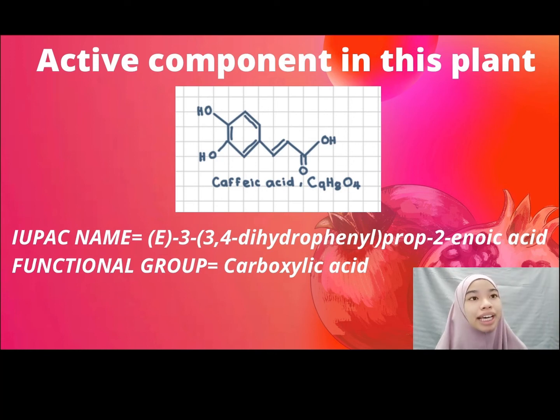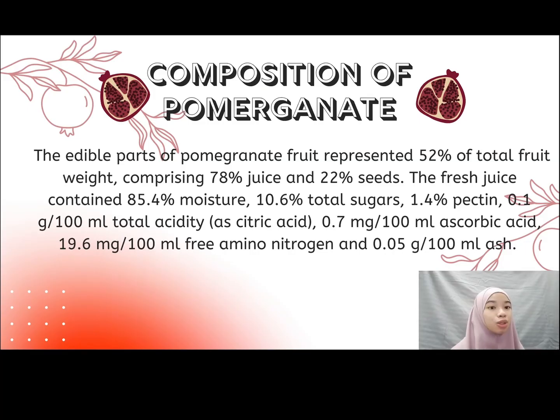C9H8O4, and the IUPAC name for this component is E-3-(3,4-dihydroxyphenyl)prop-2-enoic acid, and the functional group is carboxylic acid. So for your information, the edible part of the pomegranate plant represents 52% of the total fruit weight, comprising 78% juice and 22% seed.